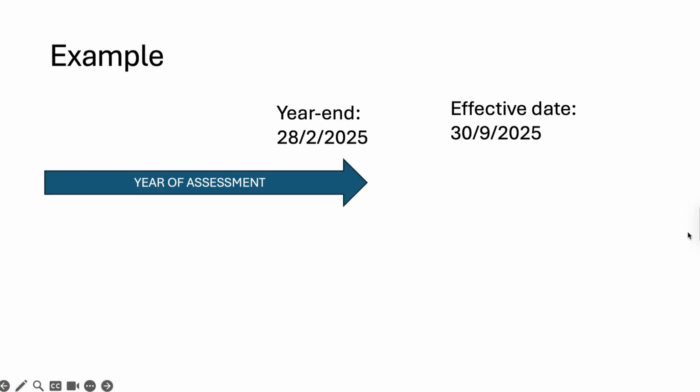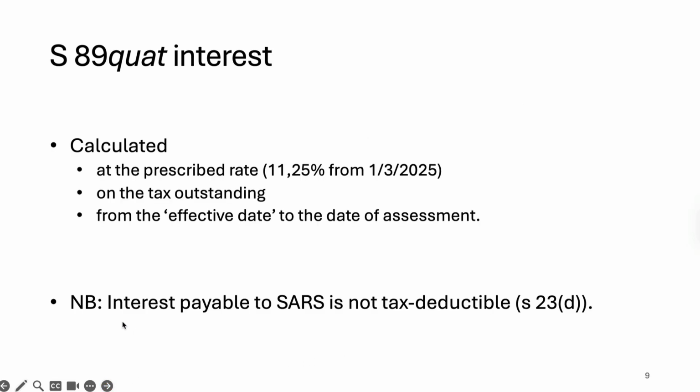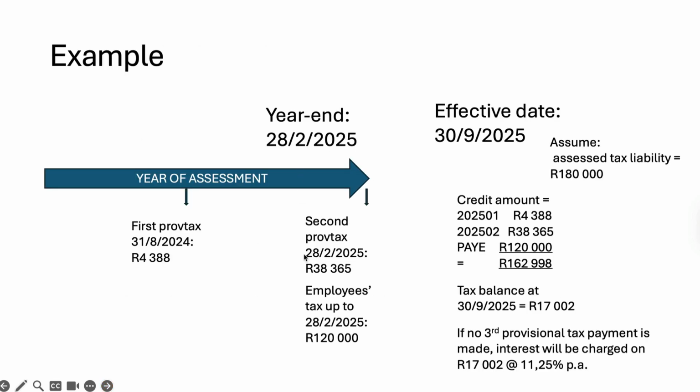If we bring all of this together then, if we said your year end is the end of February, your effective date is 7 months after that. Assume your final assessed tax liability is 180,000. Going back to the tax calculation that we did in the previous video, let's assume your first provisional you paid 4,388, second provisional you paid on time, let's assume at the end of February, 3,835, and you paid PAYE of 120,000 for the year. So your credit amount is what you've paid by the effective date, 162,998.